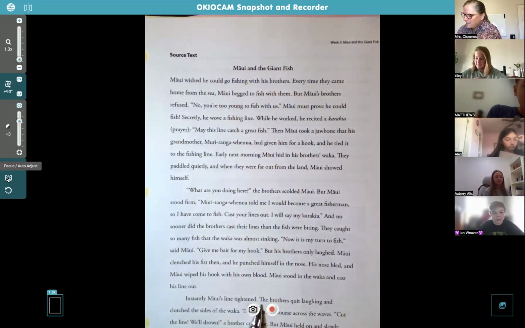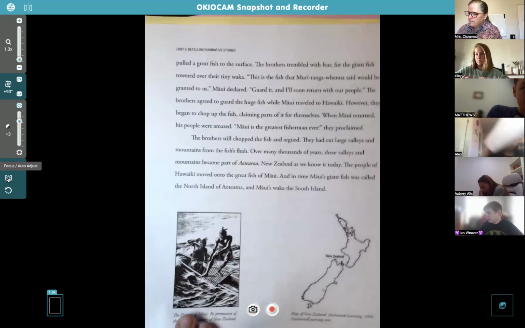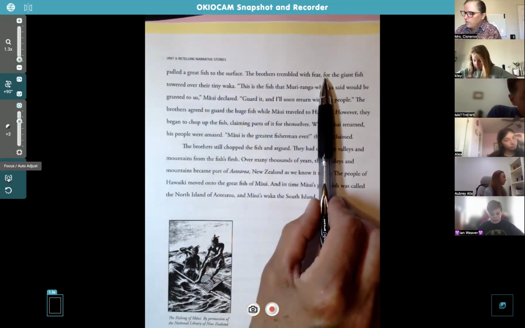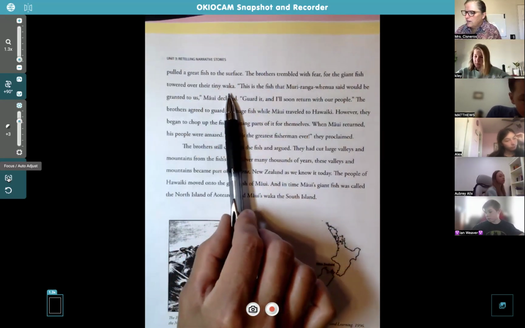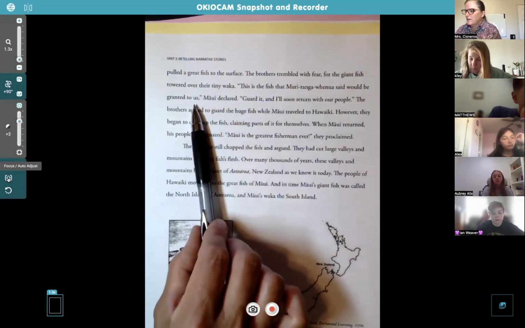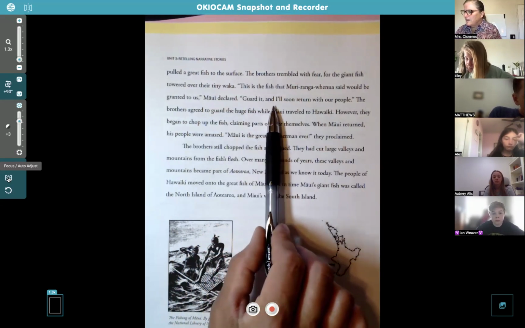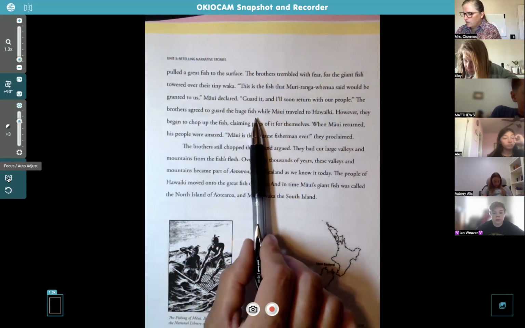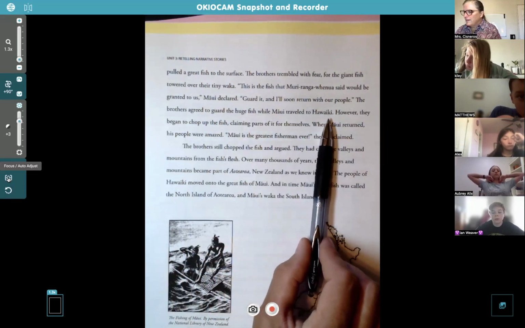Instantly, Maui's line tightened. The brothers quit laughing and clutched the sides of the waka. They began to course across the waves. Cut the line, we'll drown, a brother cried out. But Maui held on and slowly pulled a great fish to the surface. The brothers trembled with fear, for the giant fish towered over their tiny waka. This is the fish that Muri Ranga Wenua said would be granted to us, Maui declared. Guard it, and I will soon return with our people. The brothers agreed to guard the huge fish while Maui traveled to Hawaii.